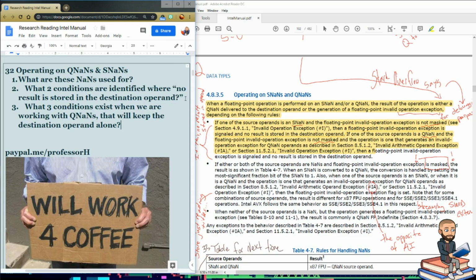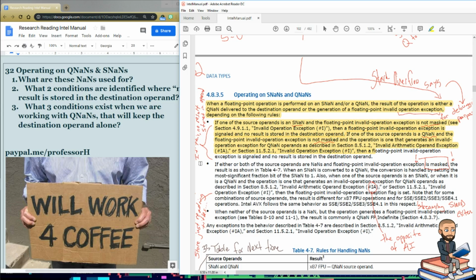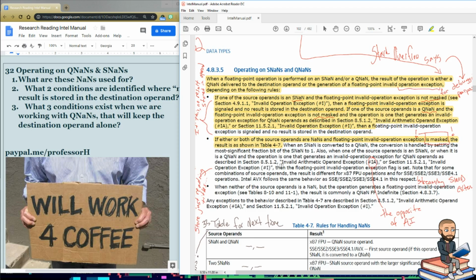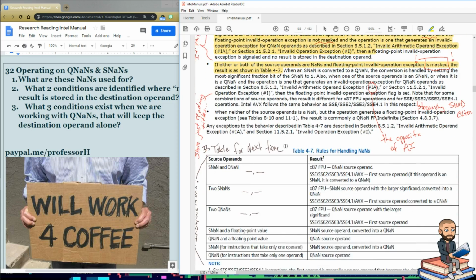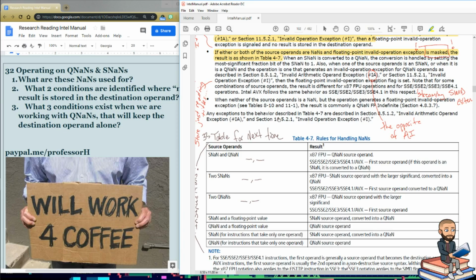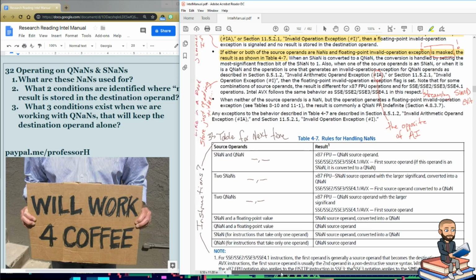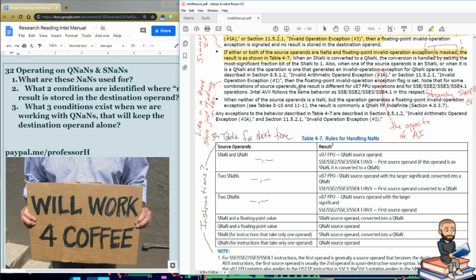So the question is, what three conditions exist when working with QNaNs? That will basically keep that destination operand alone as well. Like you see in my summary, here are the scenarios in which we're not going to store anything in the destination operand. Now, if either or both of the source operands are NaNs and the floating point invalid operation exception is masked, the result is shown in table 4-7, and I'm not going to go over that table. I'll scroll down so you can see it, but I'm going to wait for the next video to go over that one. As you can see by my notes to myself there, I really do want to save it for the next one.